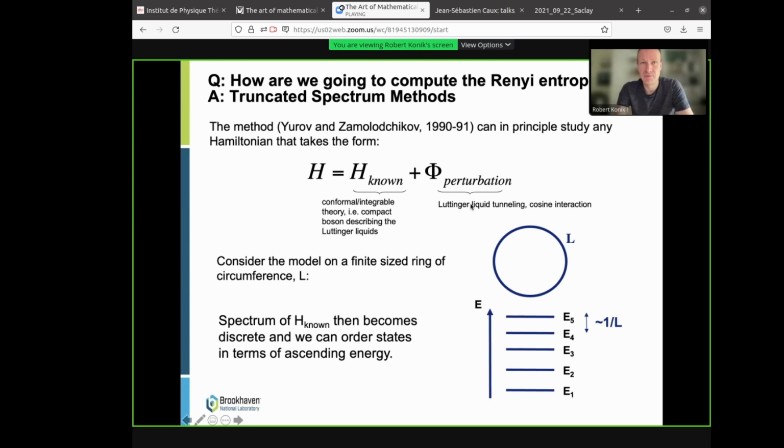Now, typically in this method, we put the system on a ring, or it doesn't have to be a ring, but you have to put it in a system of finite size. So here we're going to put it on a ring of circumference L. What that does, in part, is make the spectrum of H known discrete. And because we have complete control over H known, we have complete control over the C equals one field theory, we can order the states in energy.